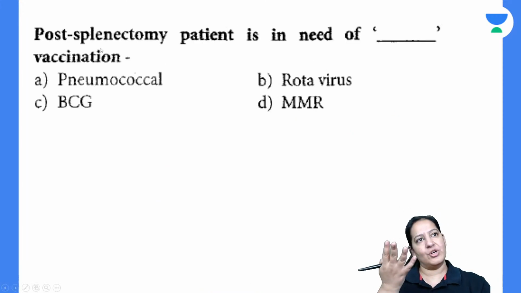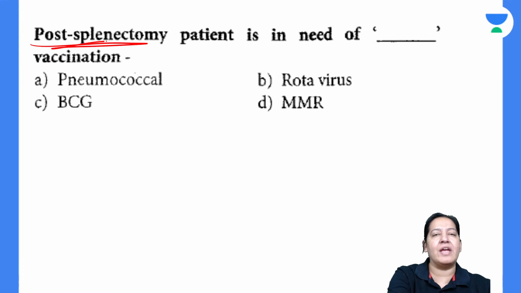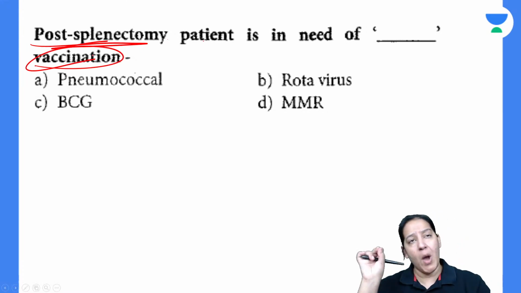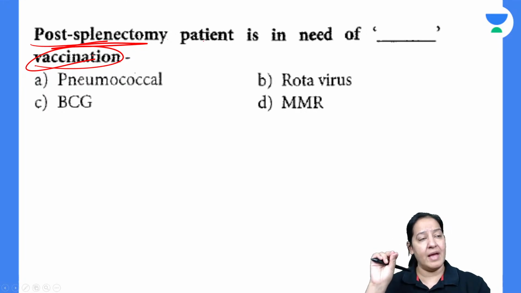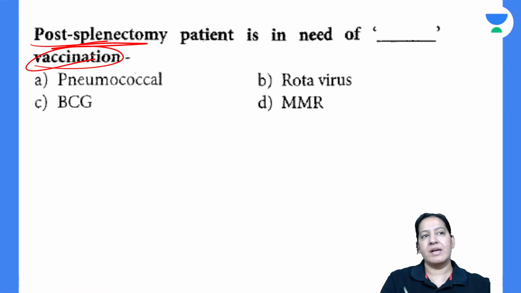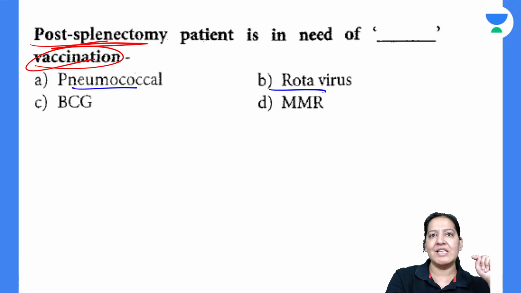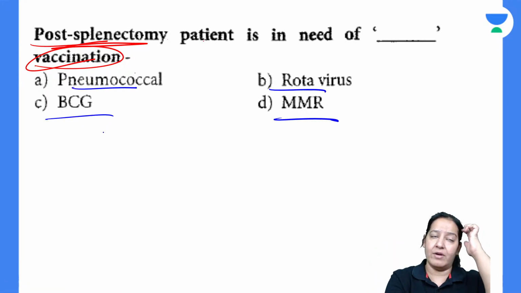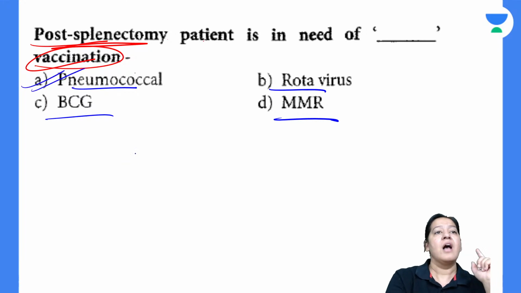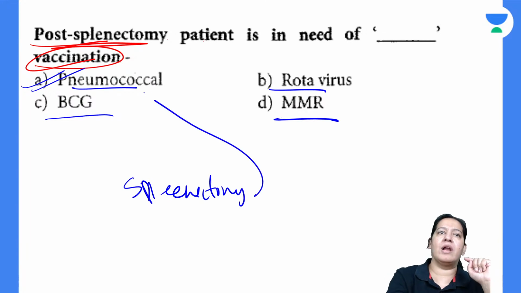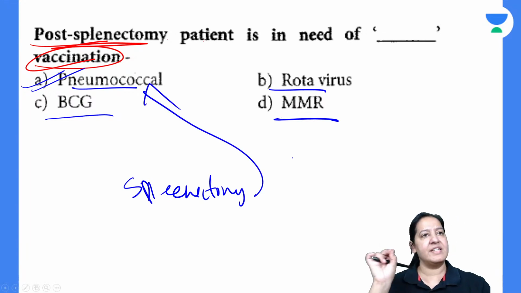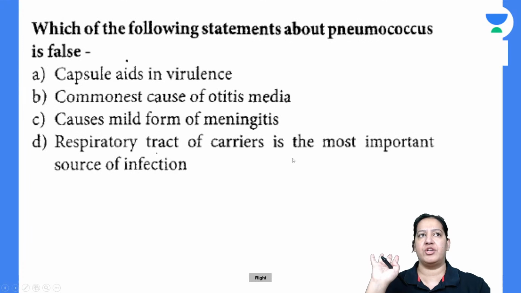So again, the next question is in front of you. Post splenectomy, the patient is in need of which vaccine? Compulsorily, you have to give one vaccine to the patient after splenectomy because the patient is at high risk of that infection. Is it pneumococcal vaccine, rotavirus vaccine, MMR vaccine, or BCG vaccine? The correct answer here is A. After splenectomy, you compulsorily give the pneumococcal vaccine because the person is at high risk of pneumococcal infection. You got my point?